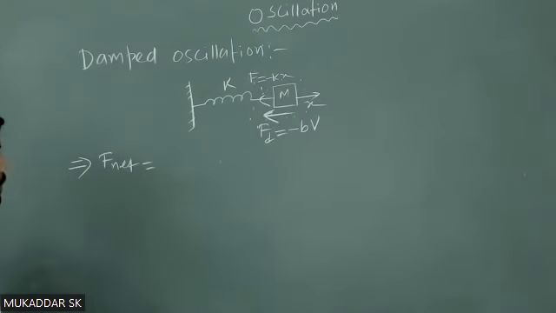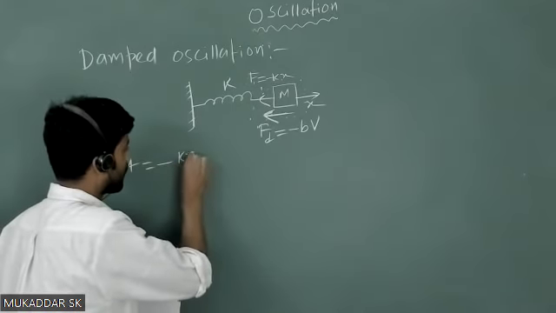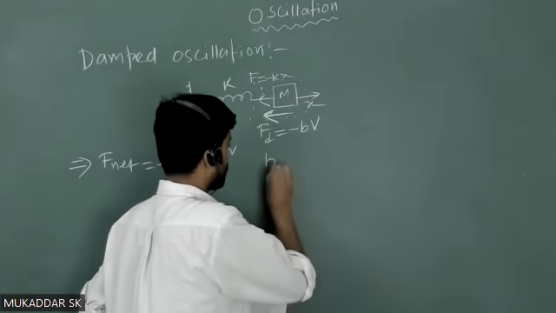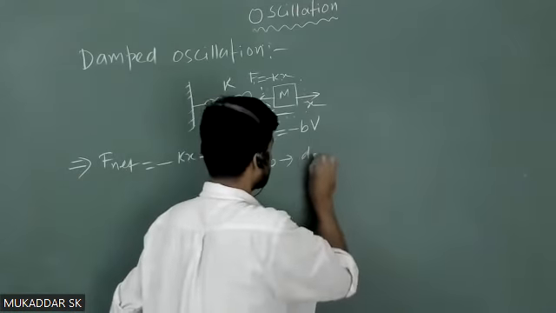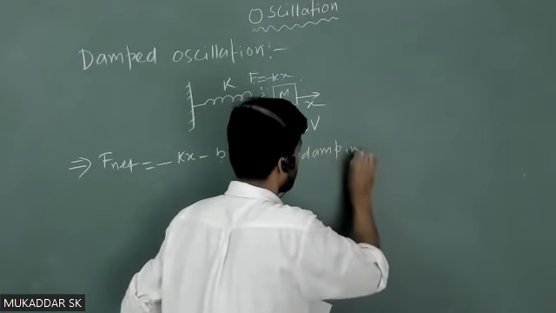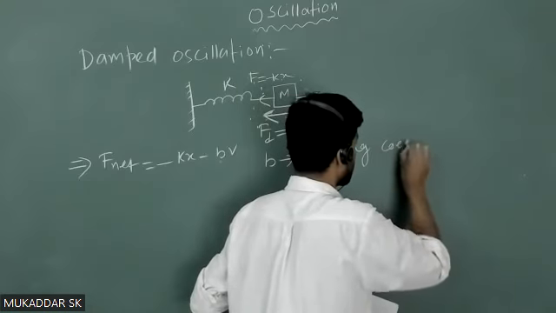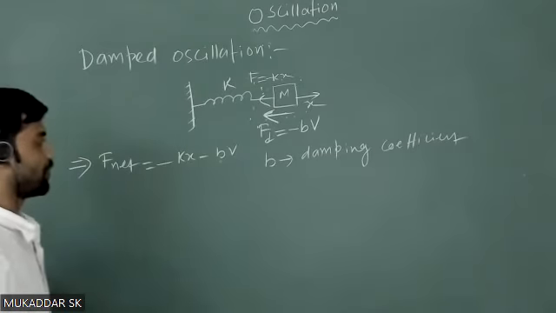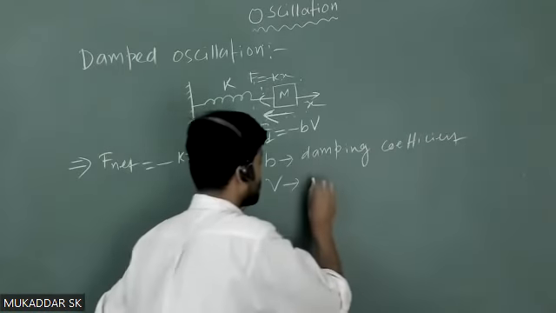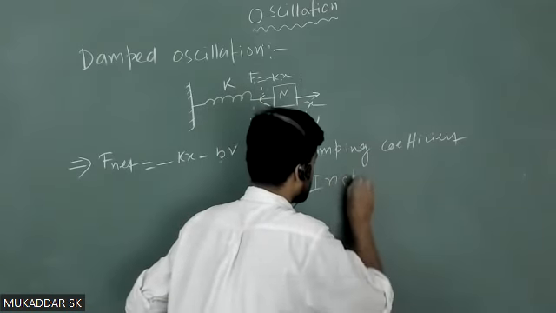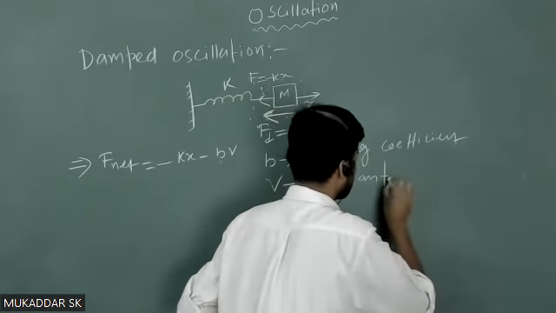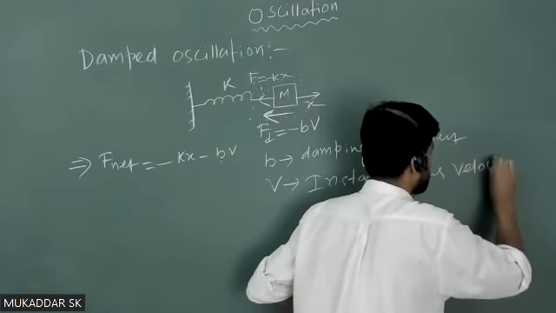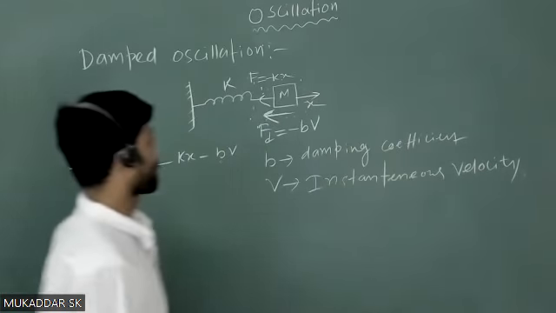Net force will be, or F, I can write minus kx minus b into v. Okay, here b is the damping coefficient, and v is the instantaneous velocity. Okay.